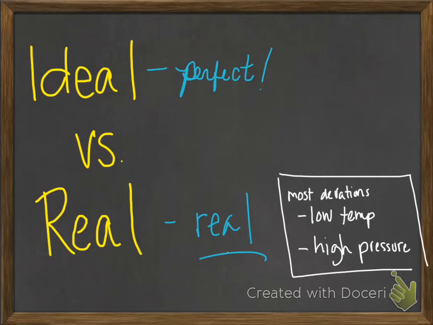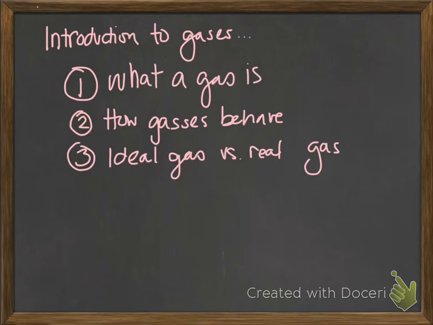Okay, that's it. We talked a little bit about the kinetic molecular theory of matter, how gases behave, and what an ideal versus real gas is. In the next video, we'll talk a little bit about pressure, temperature, and volume, and how they all interact to change gases, that is, to change the other two factors about measuring physical properties of gases.